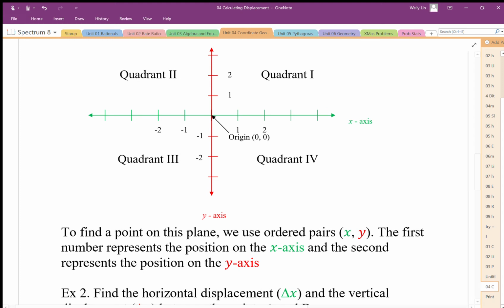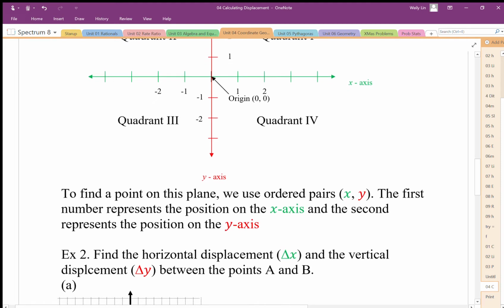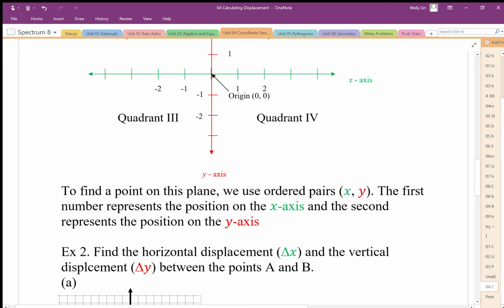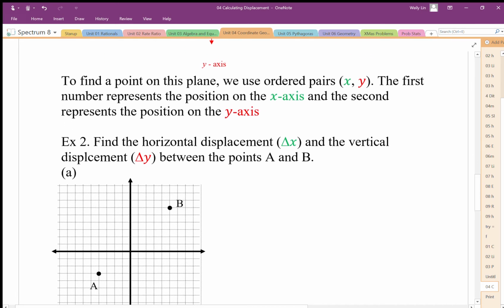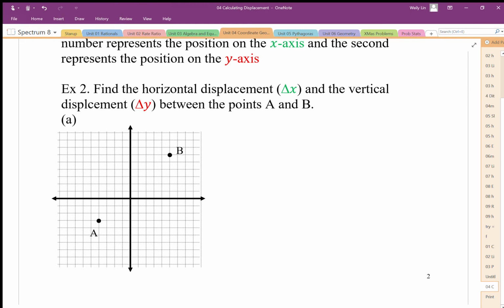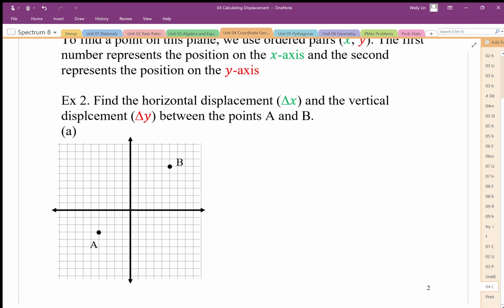So we use an ordered pair (x, y) to find a point. And so if we have two different points, we can represent the displacement as a change in x and a change in y. Okay, and we're going to do the x and y separately. So here, if we take a look at our two coordinates, and we want to find the displacement from A to B. Okay, so we're going to go in this direction, A to B.